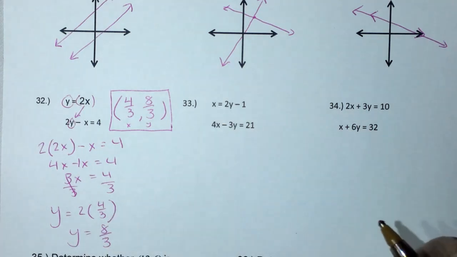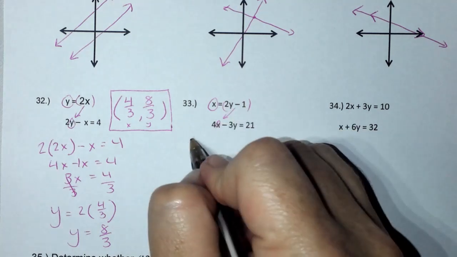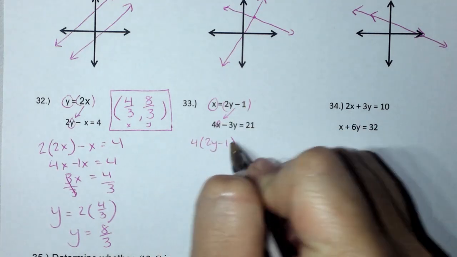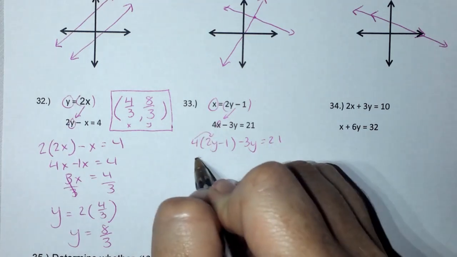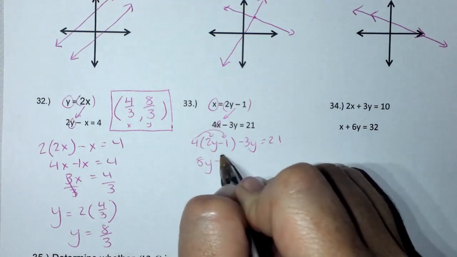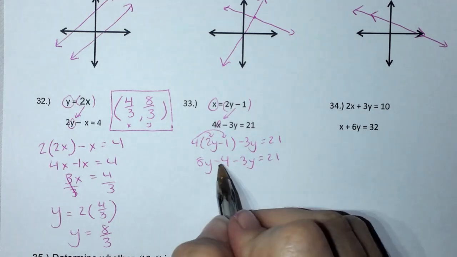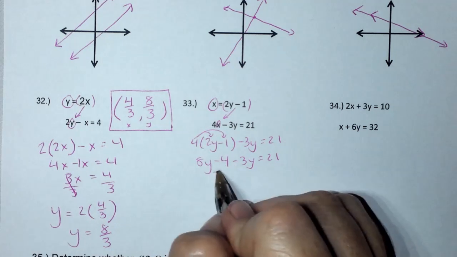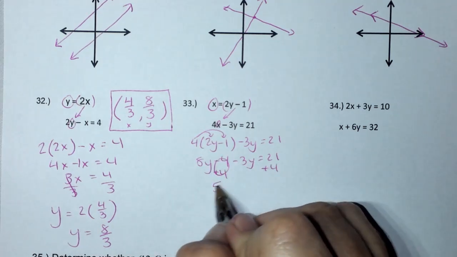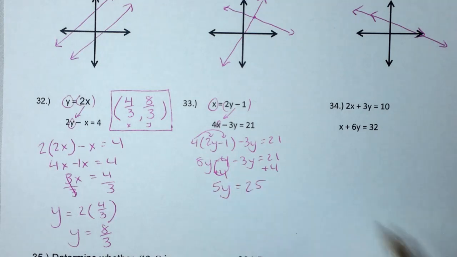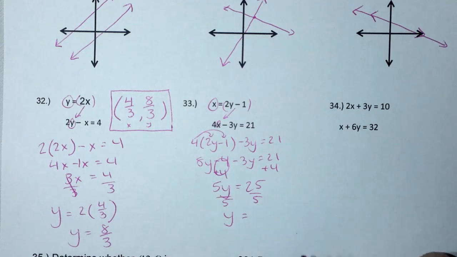So here again, this one's set up for substitution. So I'm replacing my x with 2y minus 1, so 4 times (2y minus 1) minus 3y equals 21. Distribute: 8y minus 4 minus 3y equals 21. Well, I need to get rid of this 4 because these have y's and this doesn't. So add 4, and 8y minus 3y is 5y equals 25. Divide by 5, divide by 5, I get y equals 5.